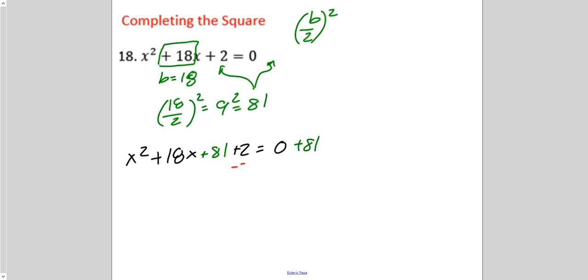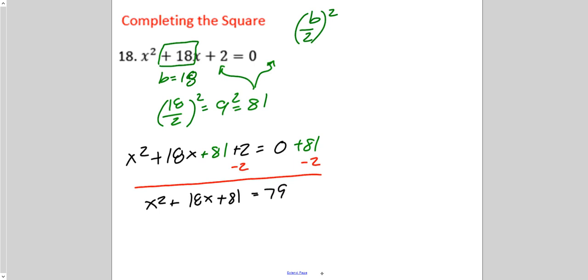I like to go ahead and move the 2 to the other side so that I have just what I want to complete the square of on my left-hand side. So x squared plus 18x plus 81 will equal 79. When I complete the square here, I realize that 9 times 9 multiplies to 81, and 9 plus 9 gives me 18. So when I factor it, x squared plus 9x plus 9x plus 81 equals 79.